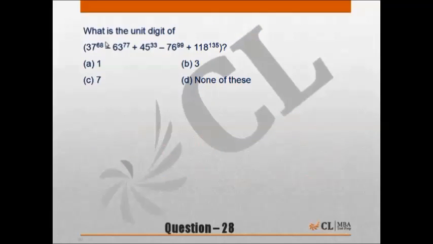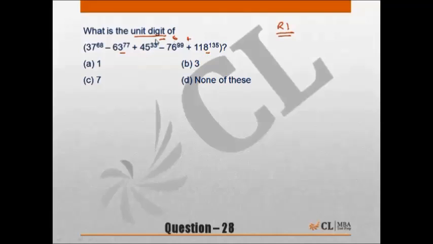Question 28. What is the unit digit of this number? Round 1 question, should not be difficult at all. Cyclicity is something that we need to apply to this question. Now 7 has a cyclicity of 4, so does 3, so does 8. But 6 has a cyclicity of 1. That means if a number ends in 6, all the powers of that number will also end in 6. So this number will end in 6.